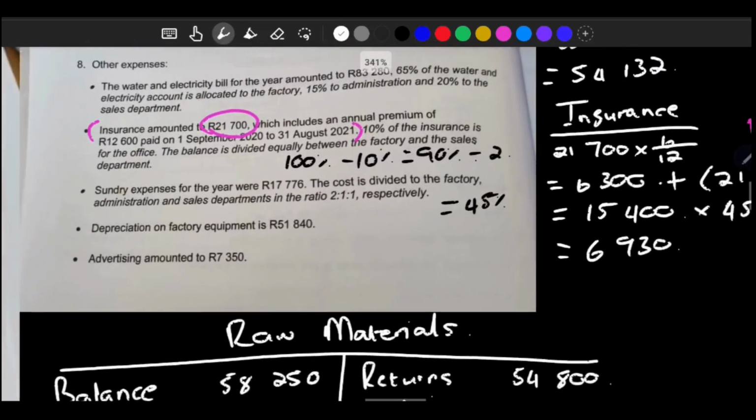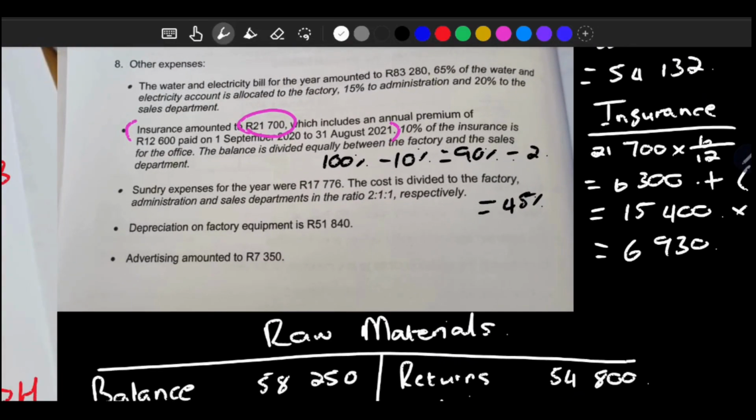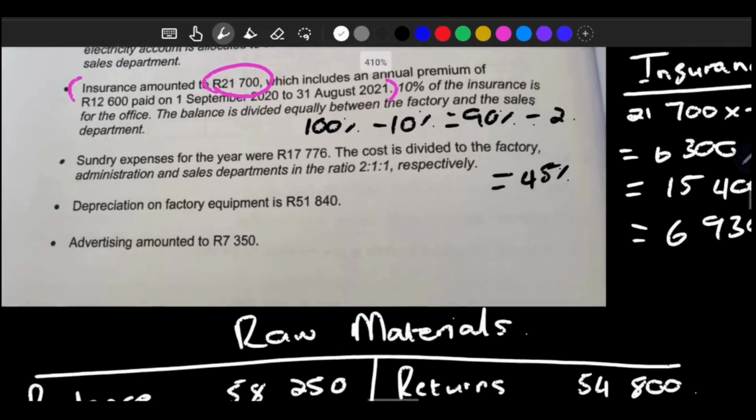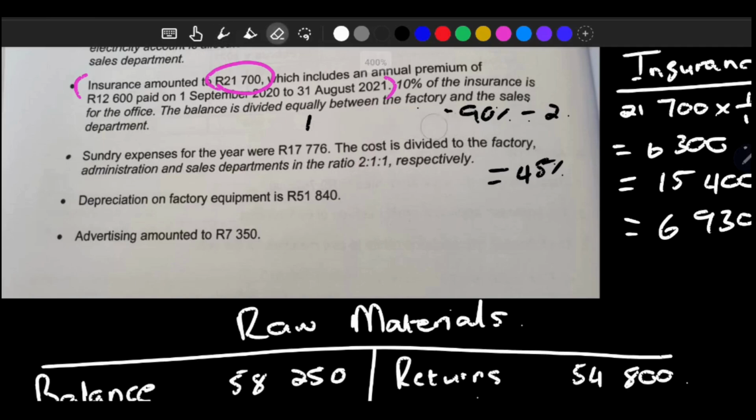Right? On to the next line. Sundry expenses for the year were 17,776. The cost is divided to factory, administration, and sales departments in the ratio of 2 to 1 to 1 respectively. If you're not familiar with this part whereby they say respectively, it means that this 2 will be for the first thing they listed, factory. This 1 will be for the next thing they listed, admin. And the last one will be for the last thing they listed, which is sales, right? So 2 to factory, 1 for admin, 1 for sales.